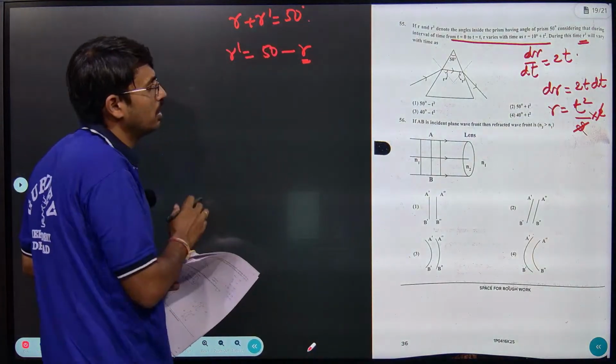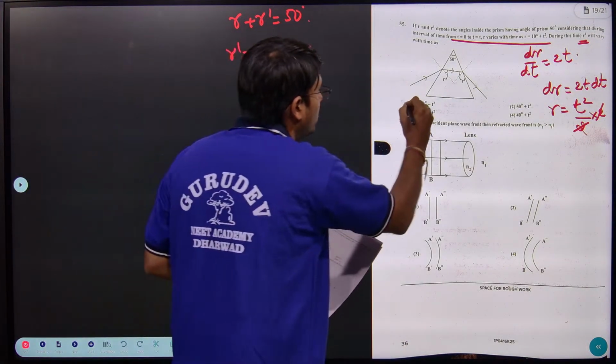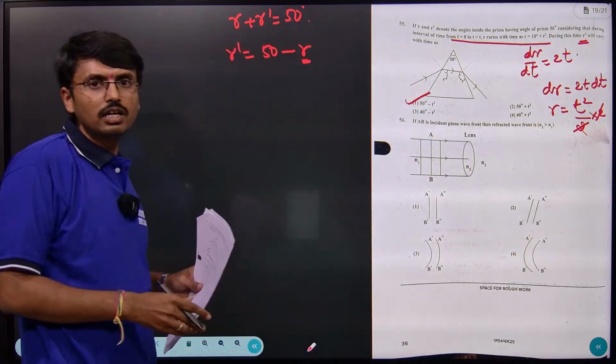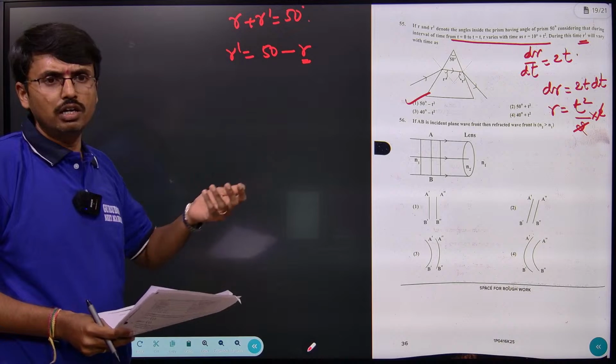And if we just substitute here, what do you get? That is 50 minus t square. So option 1 is the right answer. And 56, it is also a board level question.